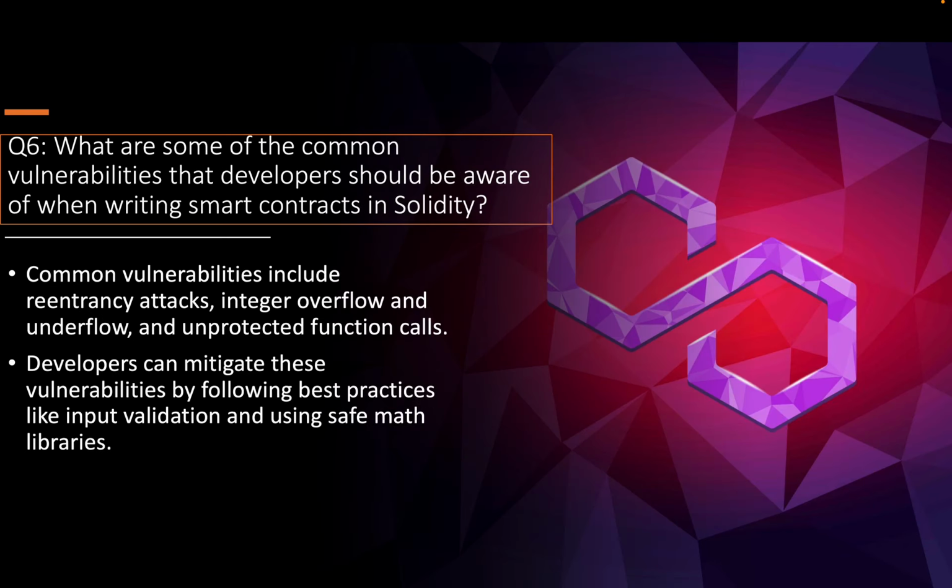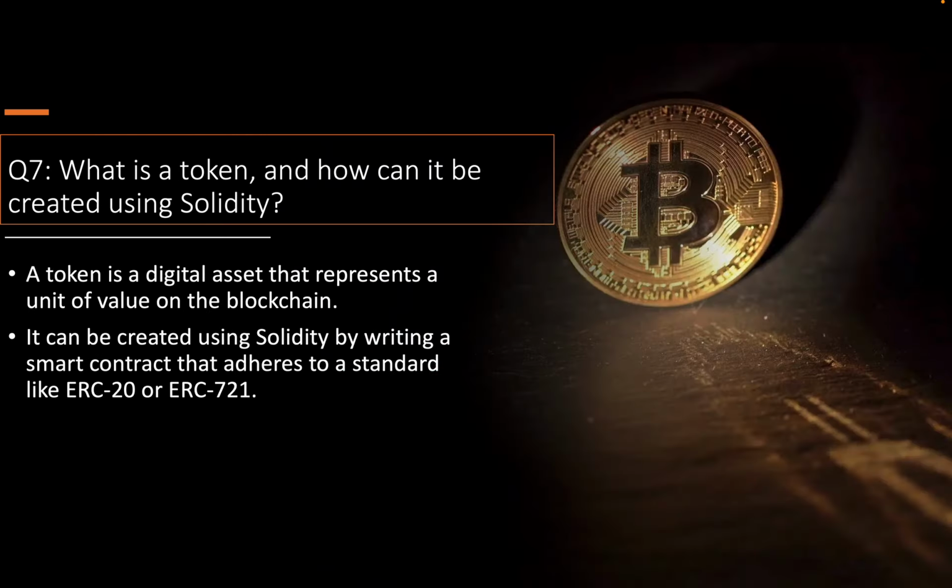Question number 6. What are some of the common vulnerabilities that developers should be aware of when writing smart contracts in Solidity? Common vulnerabilities include reentrancy attacks, integer overflow and underflow, and unprotected function calls. Developers can mitigate these vulnerabilities by following best practices like input validation and using safe math libraries.